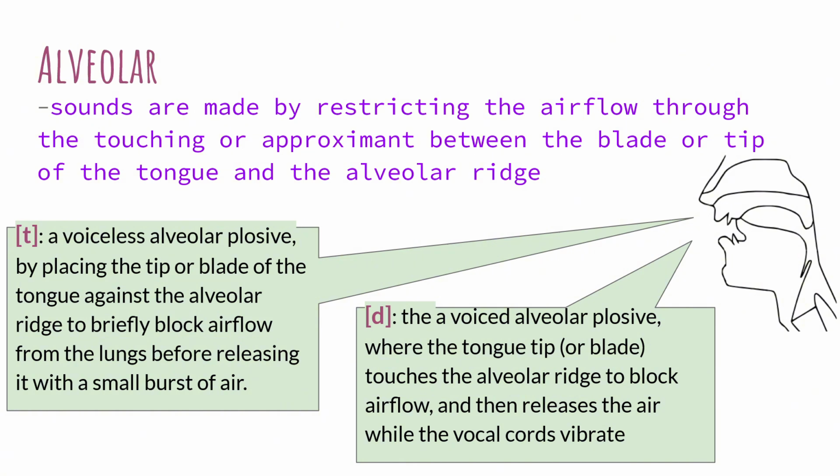The sound d is a voiced alveolar plosive. It is pronounced by the tongue tip or blade. The tongue tip or blade touches the alveolar ridge to block airflow, then releases the air while the vocal cords vibrate.